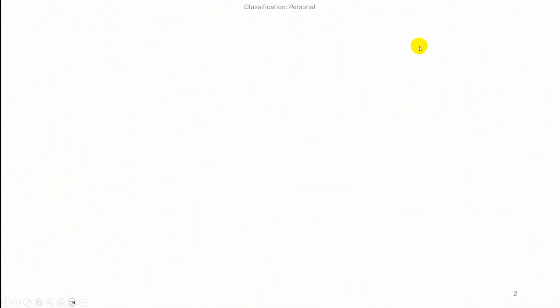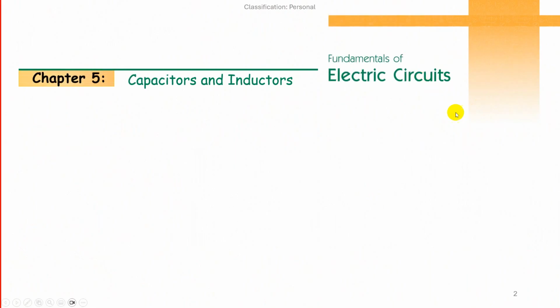So now we'll start the chapter on capacitors and inductors, chapter 5. It is a small chapter. We only discuss capacitors and inductors, how they are constructed and how they behave when we give them a DC power supply.